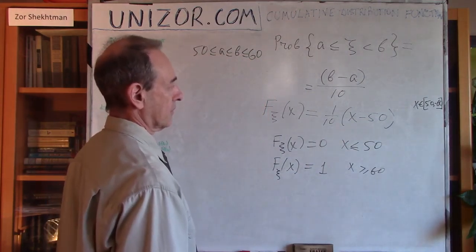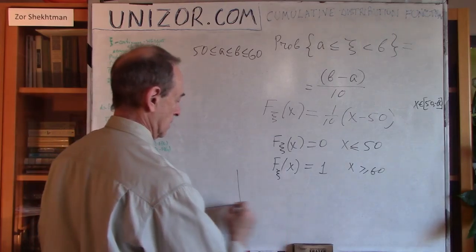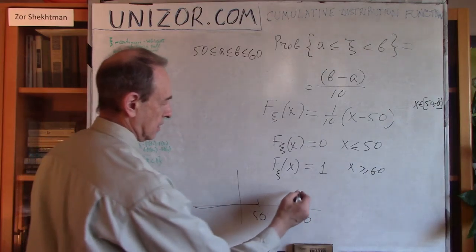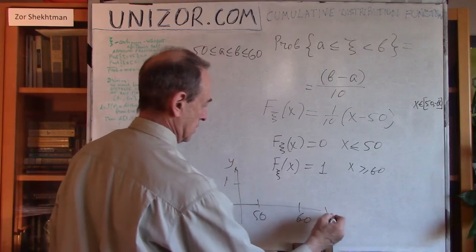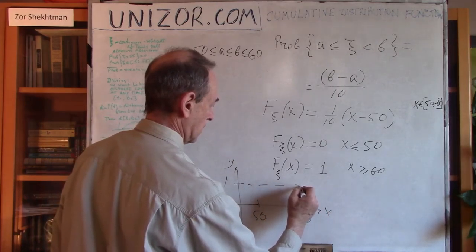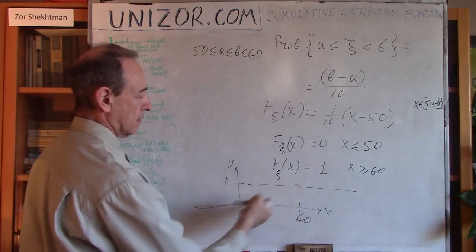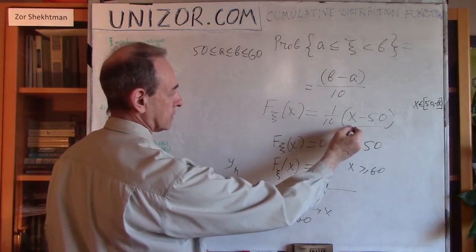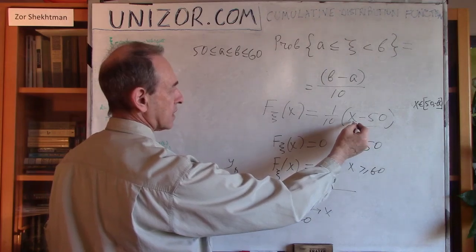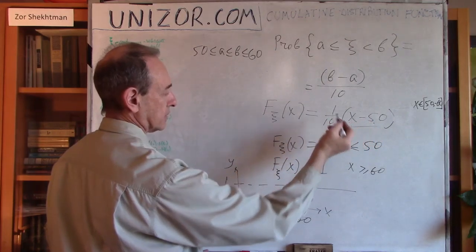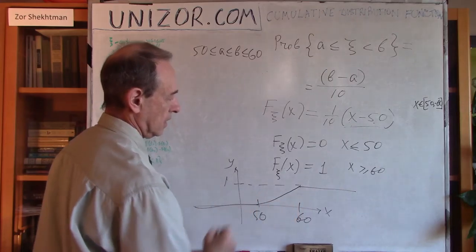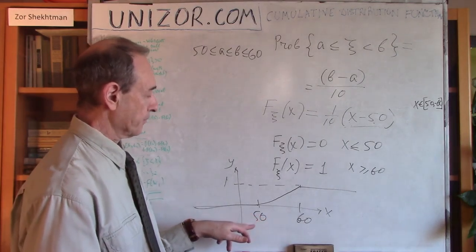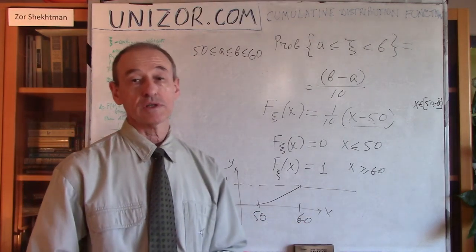Now let's have a graph of this function. So again, 50, 60, 0 here, one here, and between 50 and 60, it's linear, right? It's a linear function. It's equal to 0 at x equal to 50, and at 60 it's 60 minus 50, which is 10, divided by 10, which is 1, which is here. So it's a straight line. So that's the graph of the uniform distribution between the values 50 and 60 in this particular case.